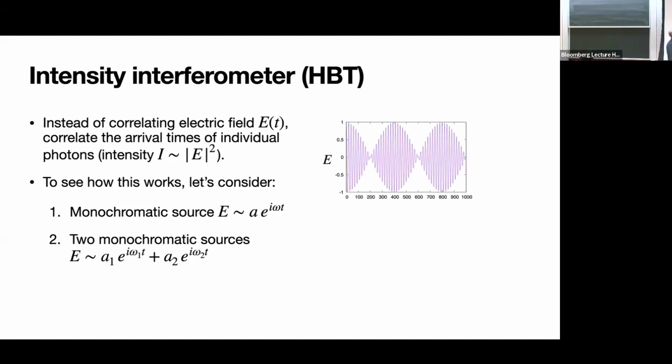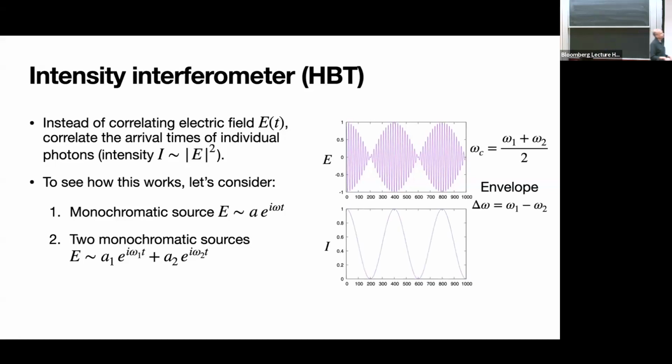So the electric field oscillates, and you can see that it has these two time scales in it. First we have fast oscillations that are happening at the central frequency, i.e. the average of these two frequencies that we're adding up. And the envelope of these oscillations also itself oscillates in time, with the frequency given by the frequency difference. Good. That's the E field. The intensity again is the envelope squared, and so the intensity oscillates up and down on this time scale given by the difference in frequencies.